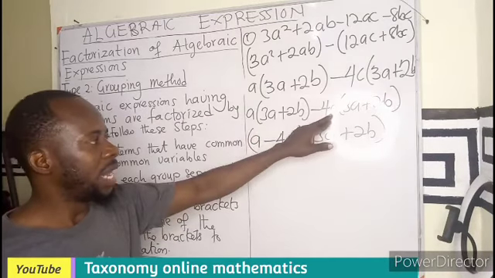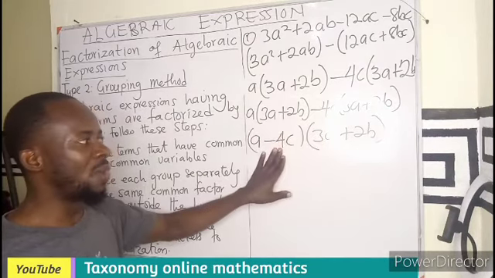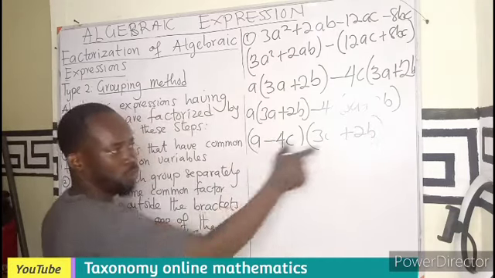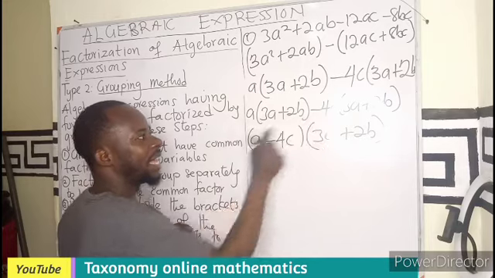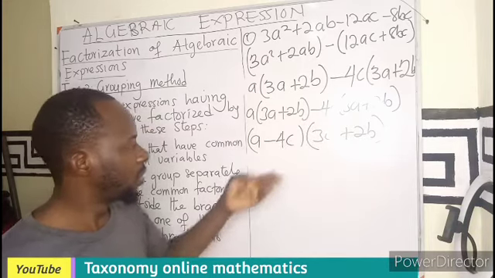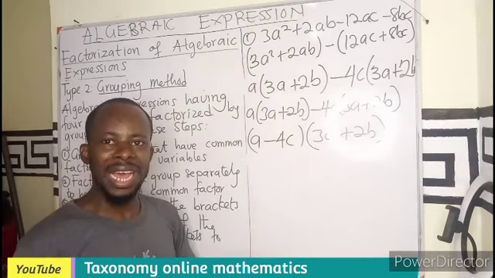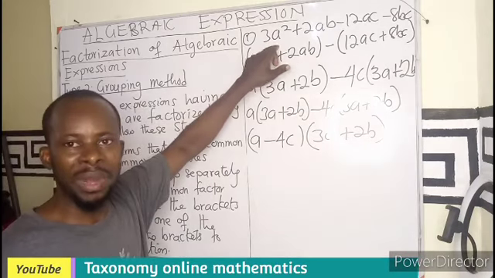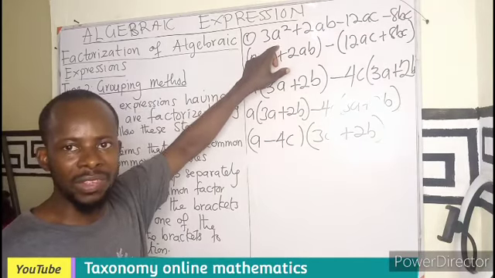This and this minus, so in one bracket, don't forget this is a common factor. I am taking the common factor out. I'll be left with only A and 4C. So this is what we can get as the final answer if I'm to factorize this expression. I believe you get the concept.